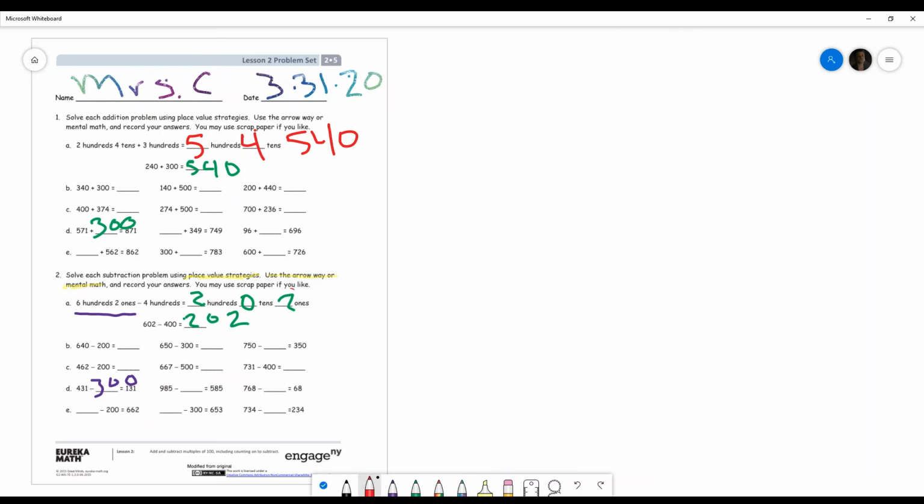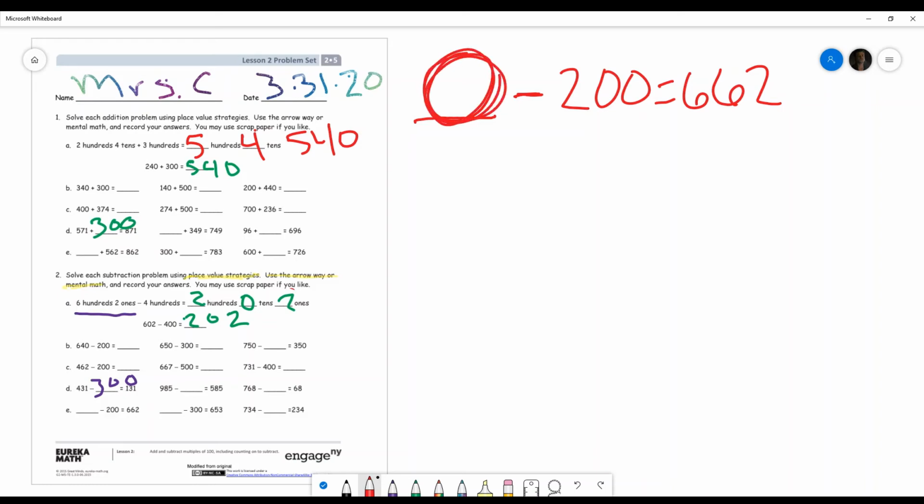Now, let's look at E, because that one's a little different. Those problems are a little different. Now, you're probably thinking, well, on D, I just subtracted 131 from 431, and I got my answer. But that's not how you would do this one, because on this problem, something minus 200 equals 662. So on this one, we're missing the first number.